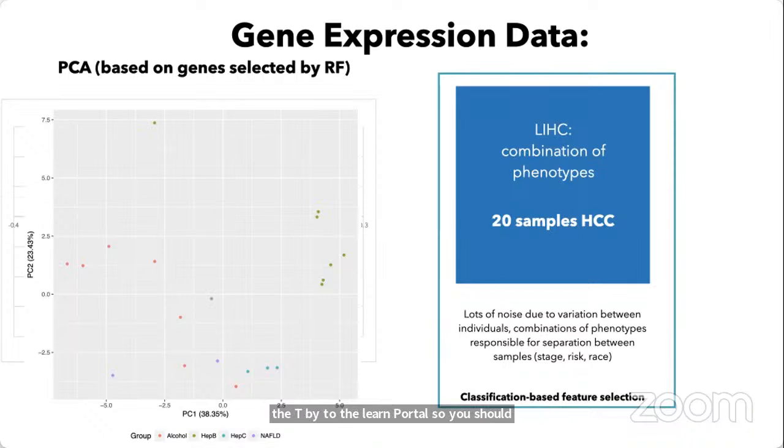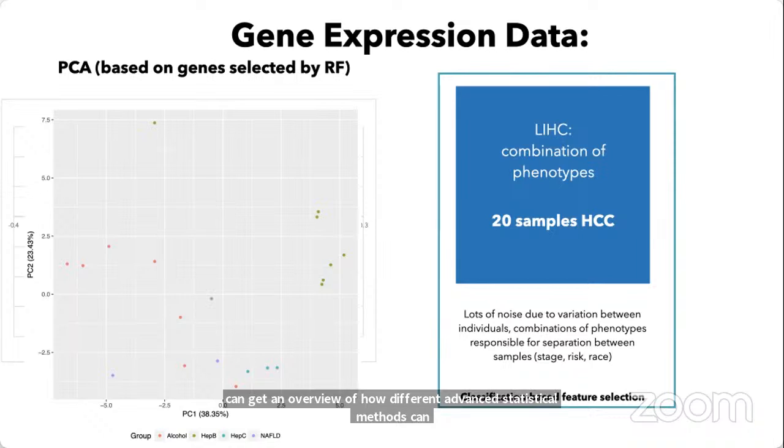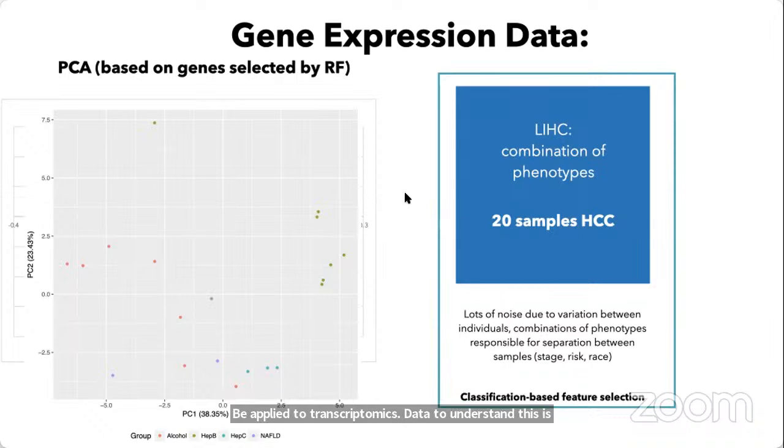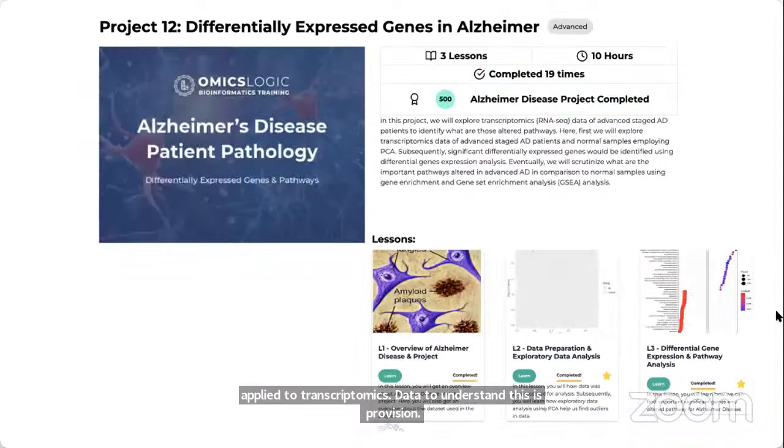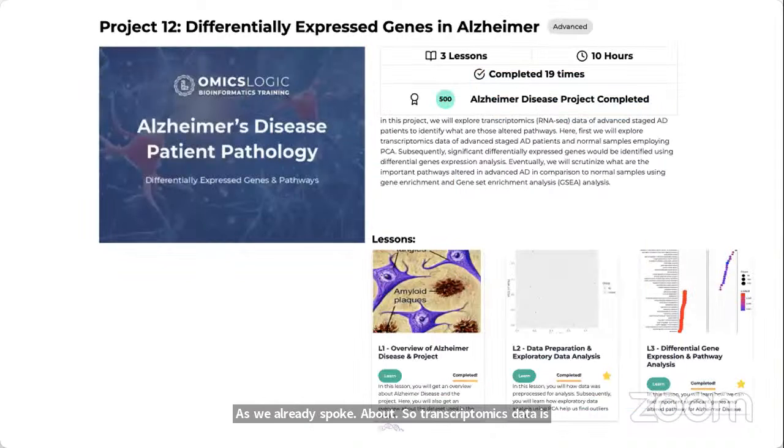And we will also, during the course of this program, spend a lot of time on this project and focus on how to set up the analysis and how to interpret the results, so that you can get an overview of how different advanced statistical methods can be applied to transcriptomics data to understand disease progression, as we already spoke about. So transcriptomics data analysis is not all about using machine learning and different algorithms.